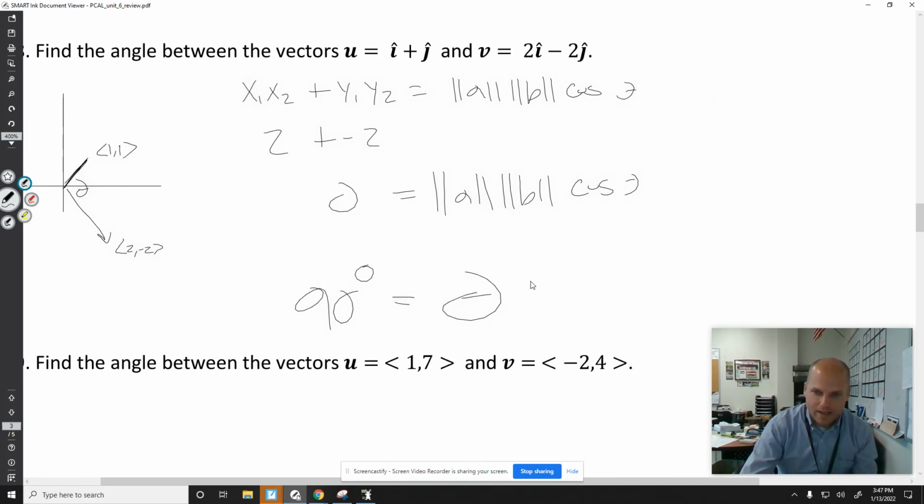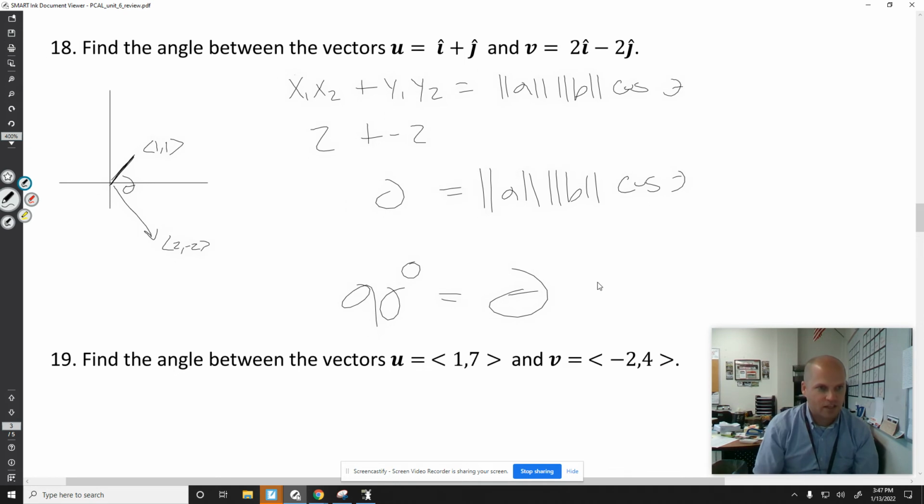There's the other way, and let me show you the other way. It's like, let's find the individual angles and then manipulate them to get us. Like I could tan inverse 1 over 1 and get 45 degrees. And I could tan inverse -2 over 2 and get -45 degrees. Add them together, you get 90. I don't like how we're sticking on these 45 degrees.